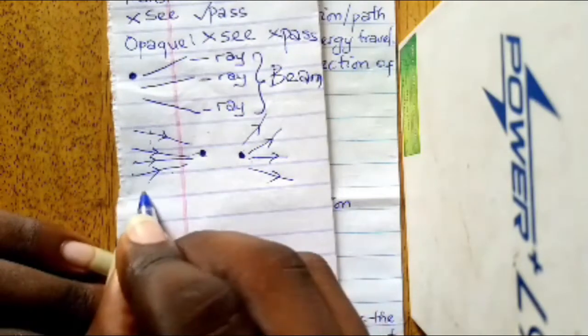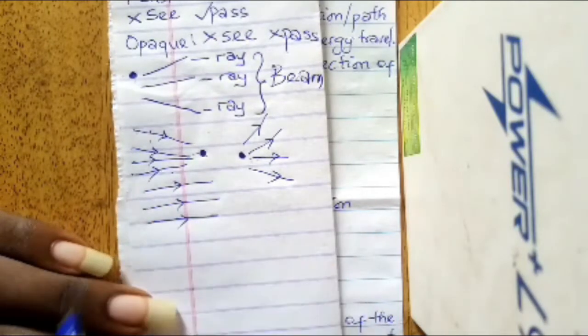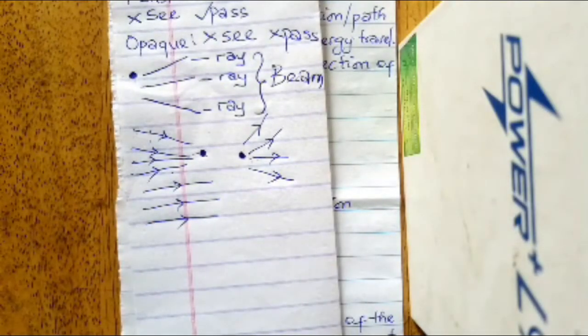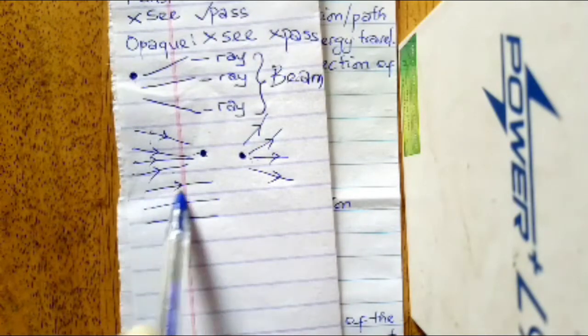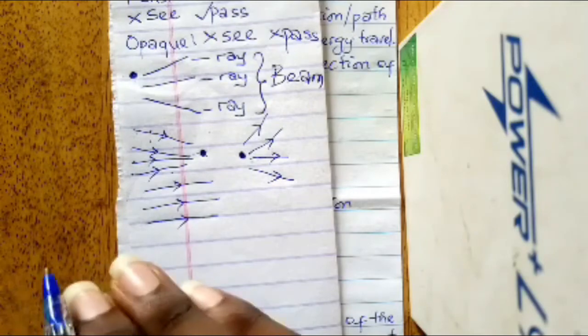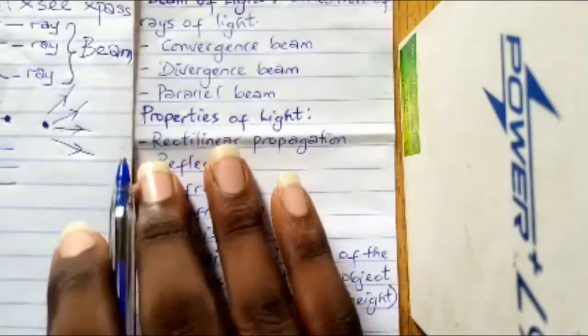Then lastly, we have a parallel beam. Now when we get to the rectilinear propagation of light, you will see that light's energy can also travel in straight lines. So a parallel beam is made of rays of light which are produced in straight lines.